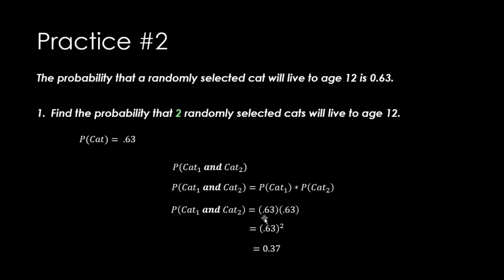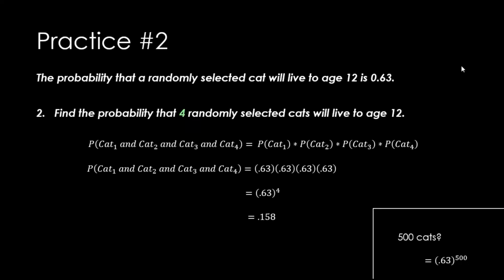same, 0.63. So plugging this into our formula, we get probability of cat 1 and cat 2 is equal to 0.63 times 0.63, which is equal to 0.63 squared, or 0.37. So there's a 0.37 probability, or a 37% chance, of selecting two random cats that both live past age 12. Okay, now let's look at the next part of the problem.